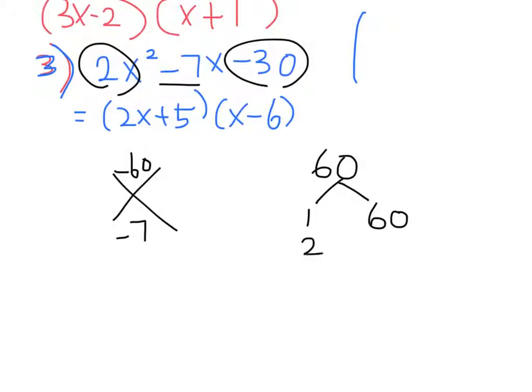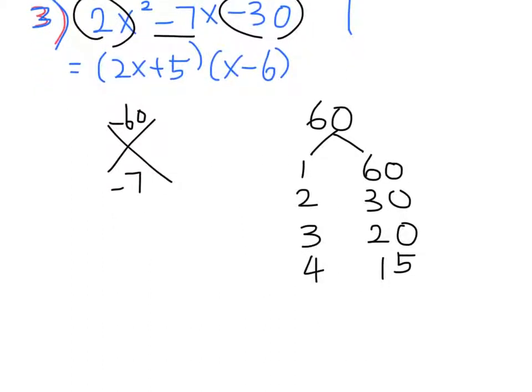So then I'm going to go with 2 and 30, but that also cannot make a negative 7. What about 3 and 20? Nope. What about 4 and 15? Nope. What about 5 and 12? Yeah, because 12 take away 5 is 7, okay? But I don't really want positive 7. I want a negative 7, right?